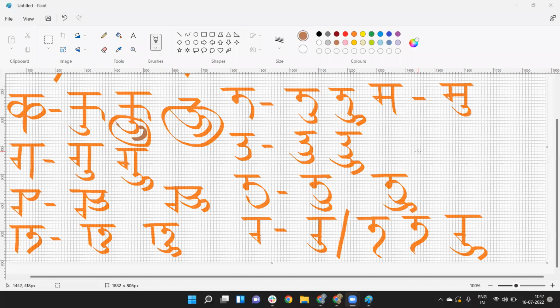One second, the screen share stopped. The way you write with R is not going as a curve, it's going towards the base, the bottom of the letter. It remains the same here also, in case of U and U, it goes like that. It's just that I don't have much space here. Let me change the color again.